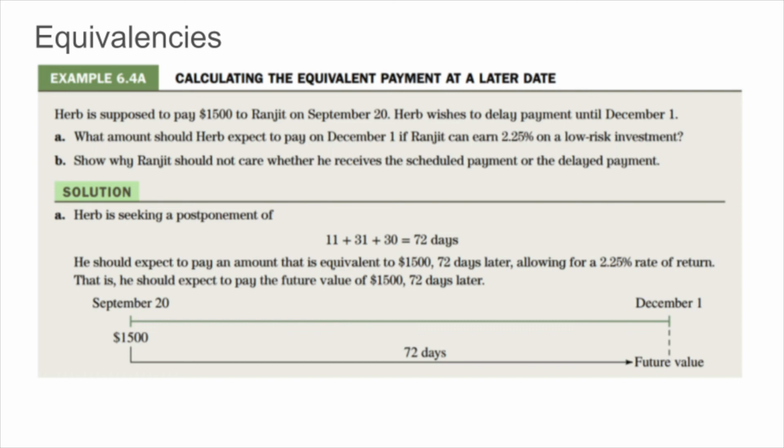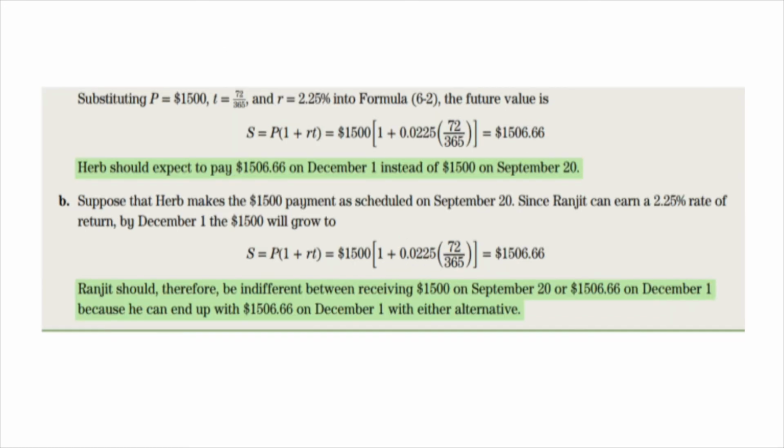So effectively we know it's $1,500. That's the principal. September 20th was the date that it was supposed to be paid on. Delaying it to December 1st means that it's 72 days later, so we have to ask ourselves, what's it going to be worth 72 days later at the interest rate of 2.25%? So how do we figure that out?